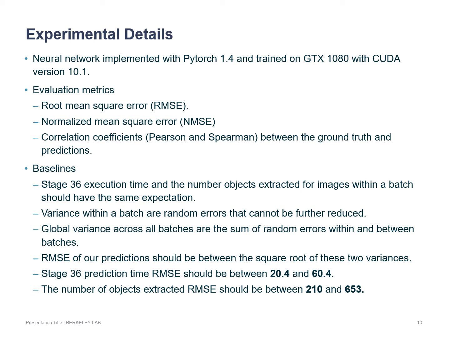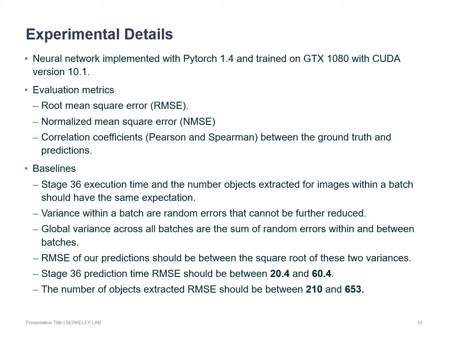The variance of the prediction targets within the same batch is the lower bound of the mean square error we can possibly obtain using any prediction models. The global variance of prediction targets for all data points, on the other hand, is an upper bound of the mean squared error we can obtain. Thus, we can work out the lower and upper bounds of the RMSE for predicting both stage 36 processing time and the number of objects.